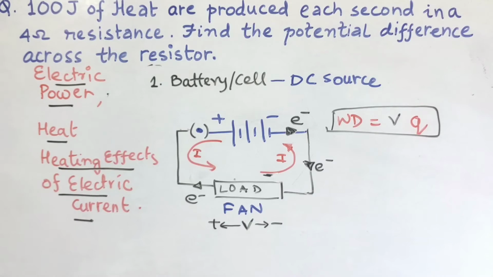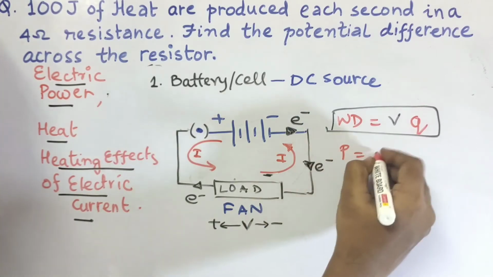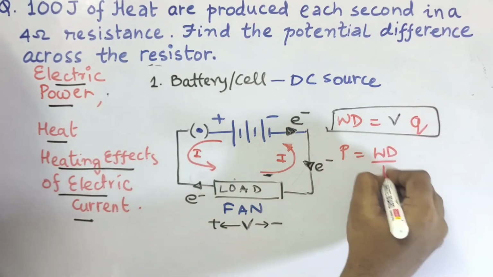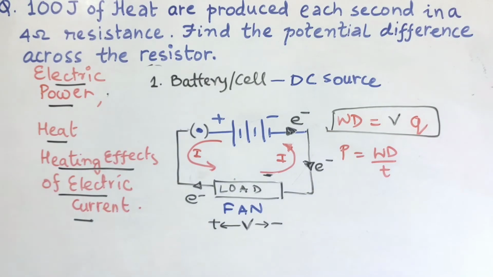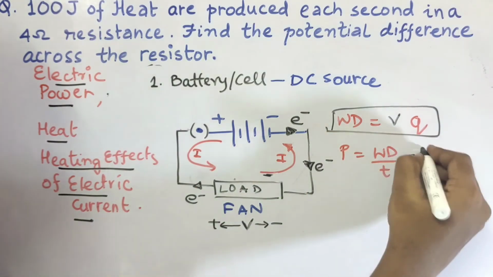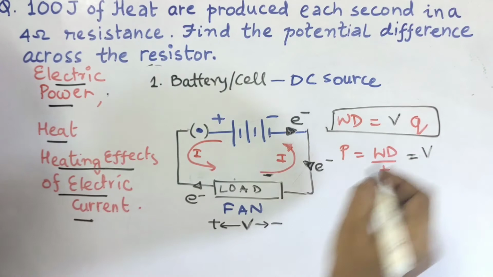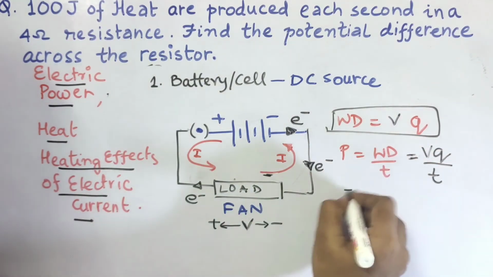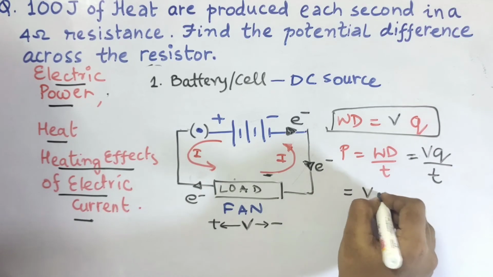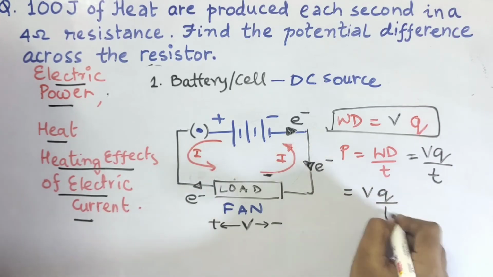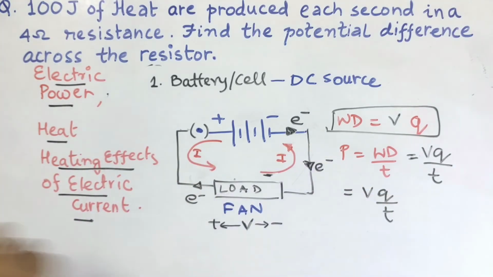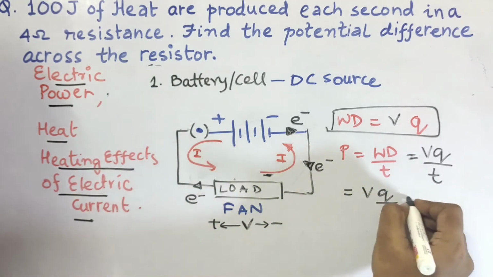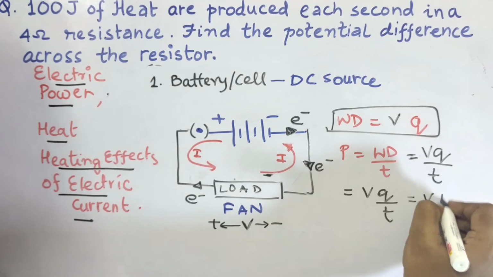So according to our definition, power is equal to work done per unit time. So if you see, work done is how much? Potential difference across the conductor into charge flowing through the circuit. So I can write this as V into Q by T. What is Q by T? Q by T is charge flowing per unit time, which is current.